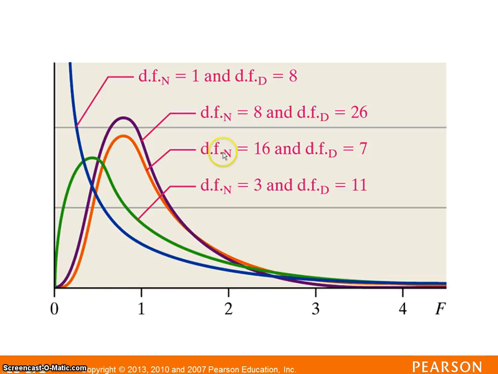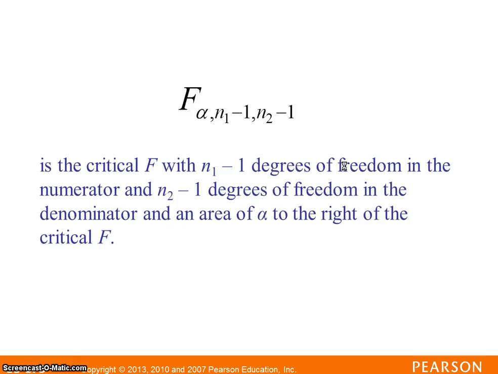The DFN here stands for degrees of freedom for the numerator. DFD stands for the degrees of freedom in the denominator. When you're looking up the F value, it will depend on a couple things. It will depend on the alpha value, and then it will also depend on n1 minus 1 and n2 minus 1. And then again, you'll have an area of alpha to the right of the critical F value.